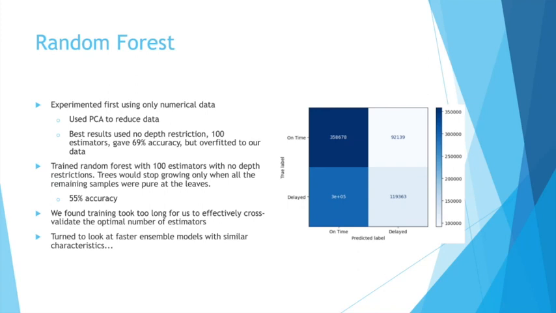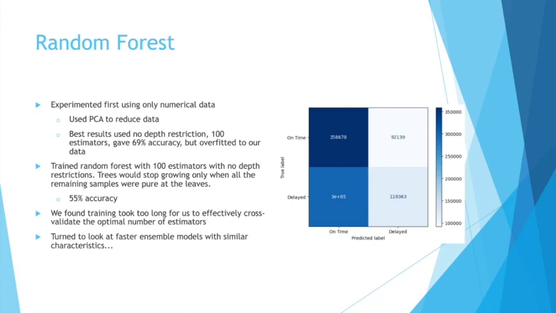Next, we decided to try random forest. So first, we experimented using only the numerical data. So we used PCA to reduce the data, and the best results we obtained was when we had no depth restriction and used 100 estimators, which gave 69% accuracy, but overfitted to our data.